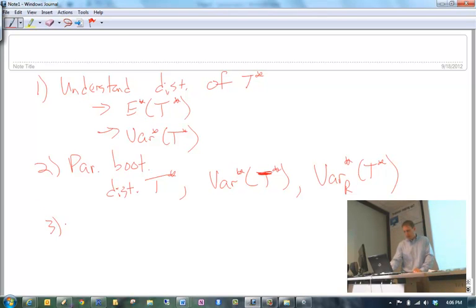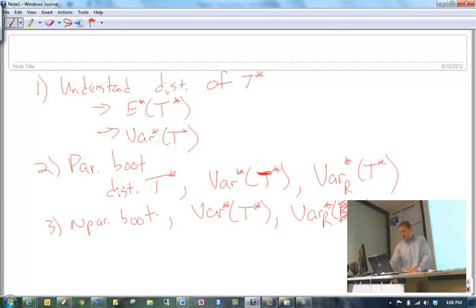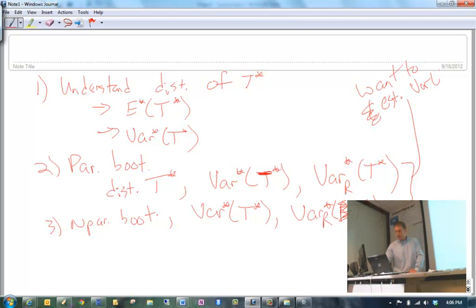Then lastly, on number 3, now we talk about the non-parametric bootstrap. And again, for this particular problem, you are actually able to come up with an exact calculation of what var star T star is. And also, through actually taking resamples, you can estimate it too. And the big picture then of why we're interested in these variances is because we want to estimate the variance of T. That's the whole goal.